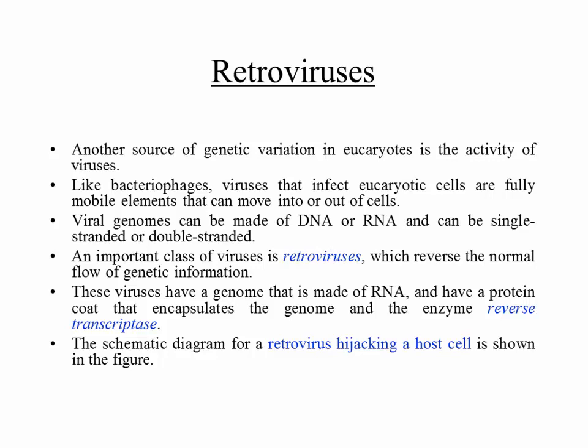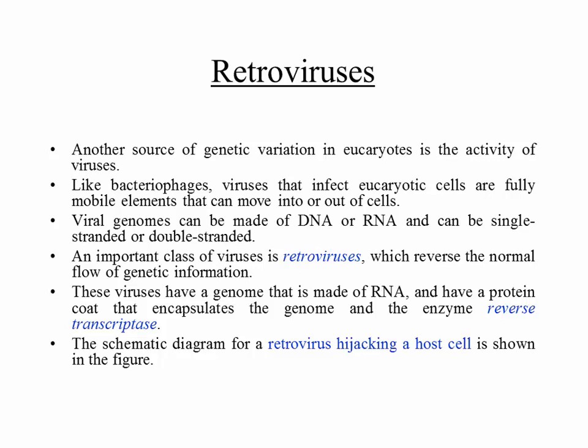Now I'm going to talk a little bit about what are called retroviruses. Retro means it's reversing the normal flow of genetic information. Another source of genetic variation in eukaryotes is the activity of viruses. Like bacteriophages, which are viruses that attack bacterial cells, viruses that infect eukaryotic cells are fully mobile elements that can move into or out of the cells. For bacteria, the virus can come in, the viral genome can get integrated into the host genome, then make more copies of itself and so on.